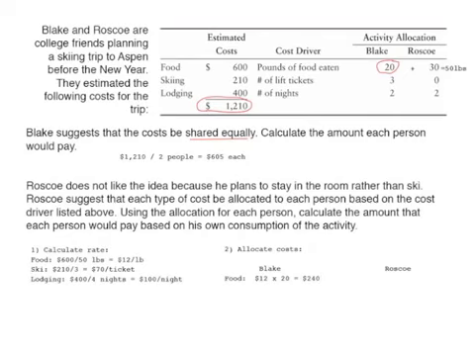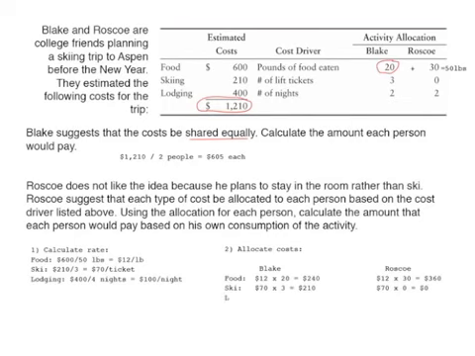Roscoe, so we keep the same rate, it's still $12 per pound. Roscoe is going to eat 30 pounds of food. So the amount of cost allocated to him for food will be $360. We move on to skiing. Our rate for skiing was $70 per ticket, times 3 is $210. Okay, and Roscoe, our rate is still $70 per ticket, but he's not going to buy any tickets, so his cost for lift tickets is 0.